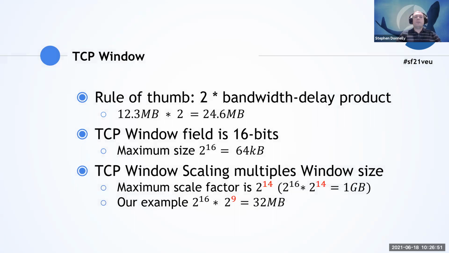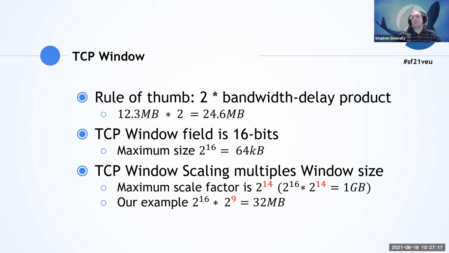So how do you know what to set the window size to if you're the receiver? And the rule of thumb is you want your receive window to be about 2 times the bandwidth delay product, which kind of makes sense. So you want the sender to be able to start writing packets into the network, write enough packets into the network so that the path towards the receiver is full.